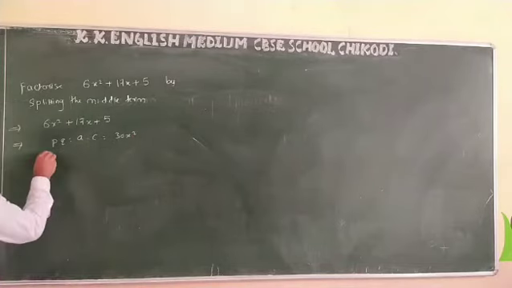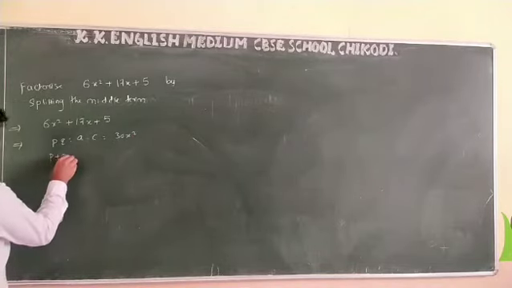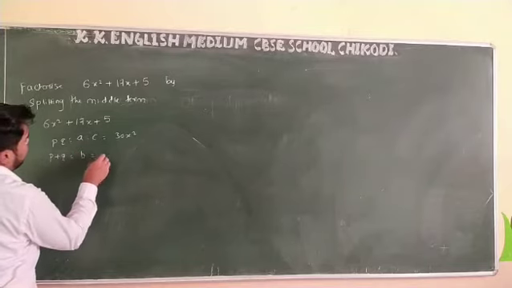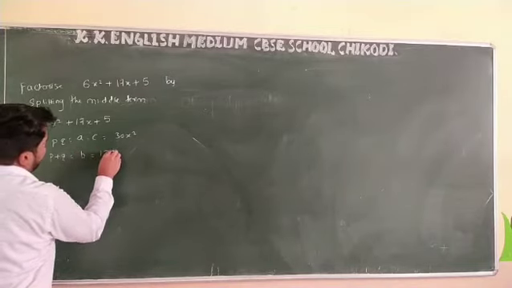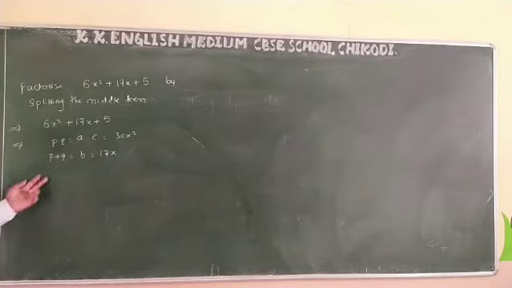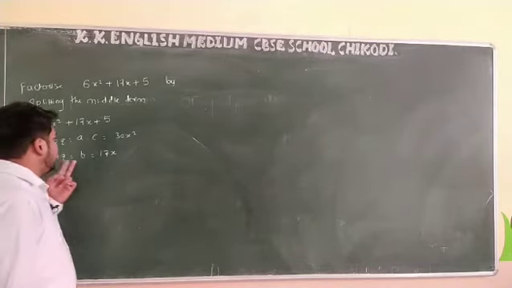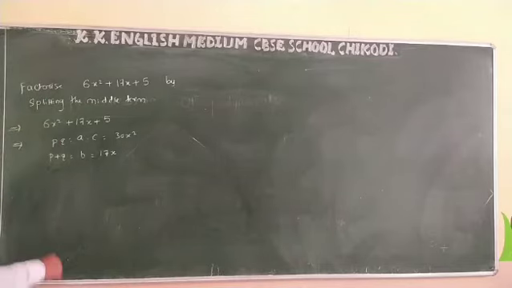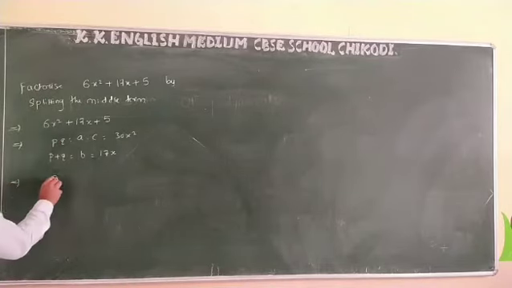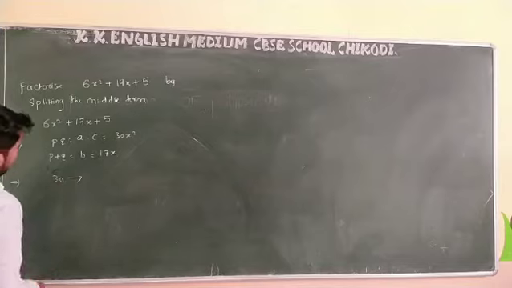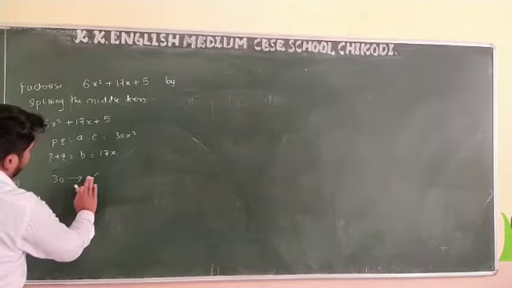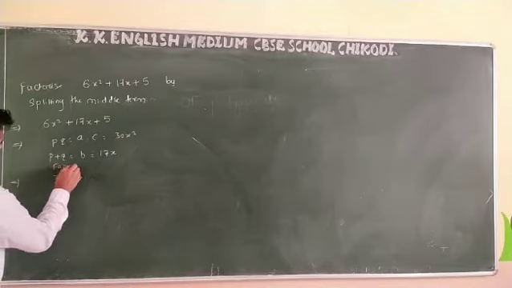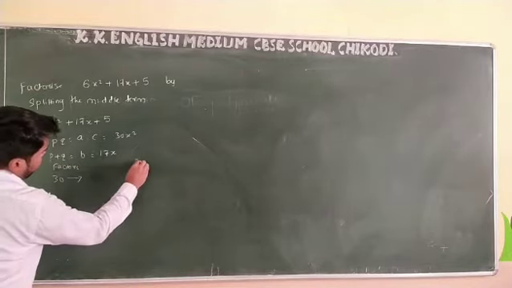If you add p plus q, that is b, that equals 17x. If you take any two factors and add them, you should get 17x. If you multiply them, you should get 30x². What are the factors of 30? If you go with 6 and 5, these are factors, and the sum of the factors.